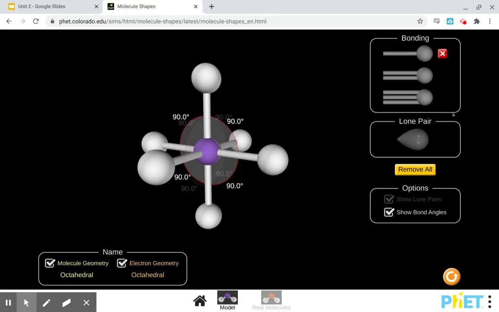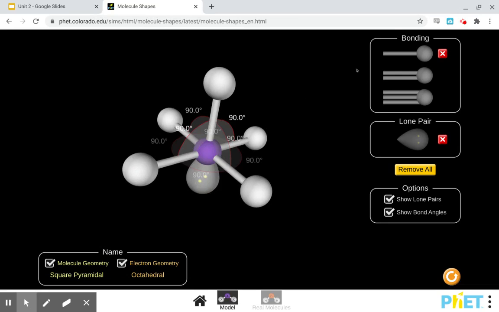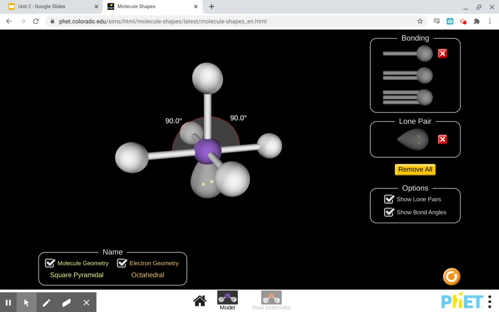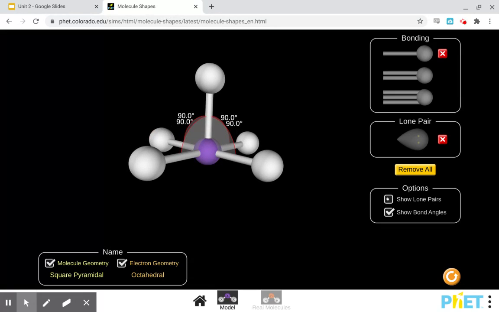On this one, if we substitute in a lone pair, it doesn't really matter where the lone pair goes because all of these positions are equivalent to each other. So we sub in a lone pair. This shape is called square-based pyramid because now, if you ignore the lone pair down there, it makes a square-based pyramid shape.